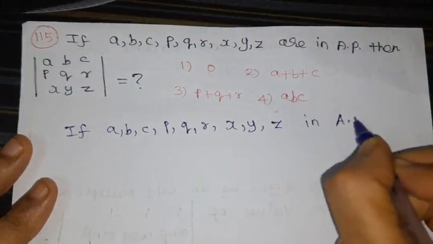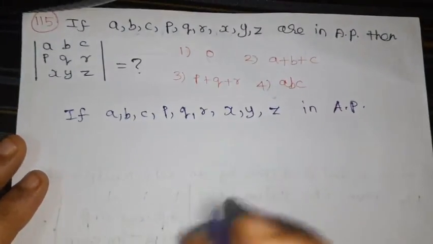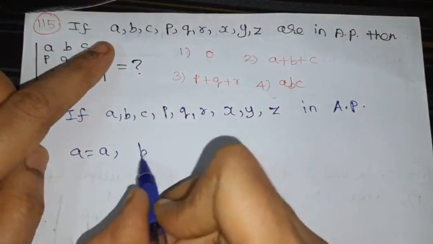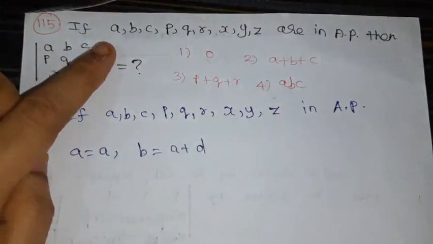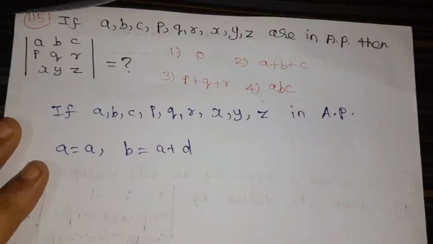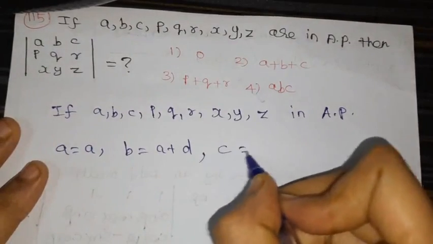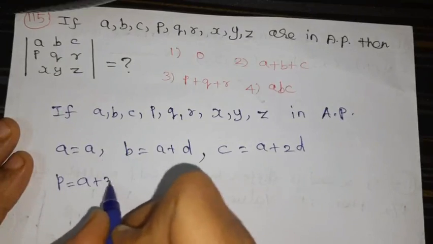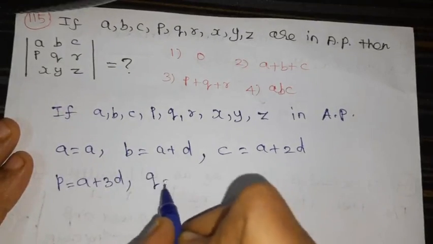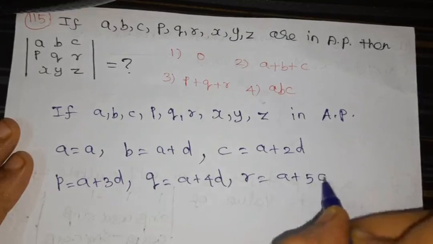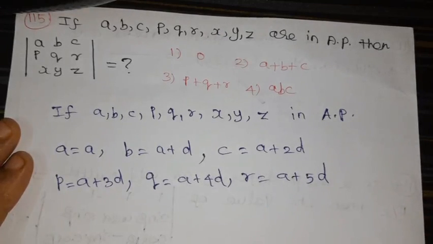In AP, then what is A? A equal to A here, B equal to some addition, adding with some constant, D. Then C equal to A plus 2D, then P equal to A plus 3D, it should go on. Q equal to A plus 4D, R equal to A plus 5D. This is an arithmetic progression if it is added by that D.